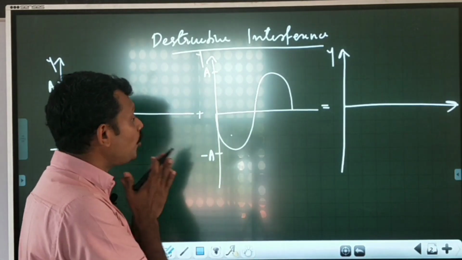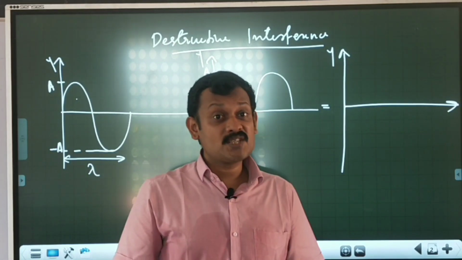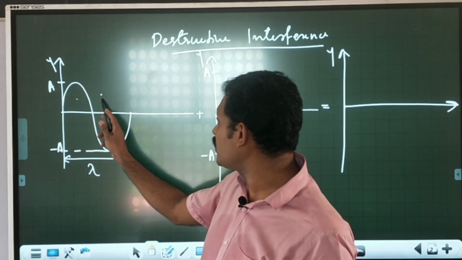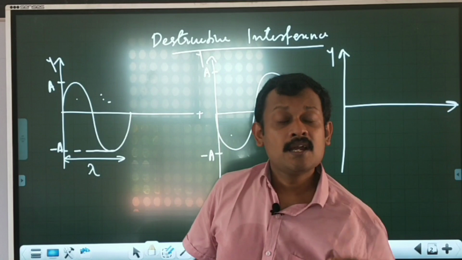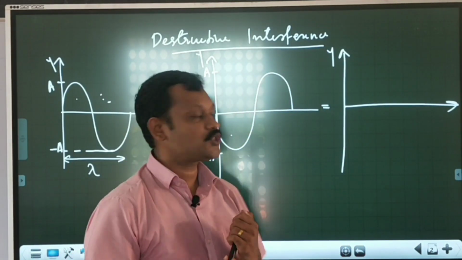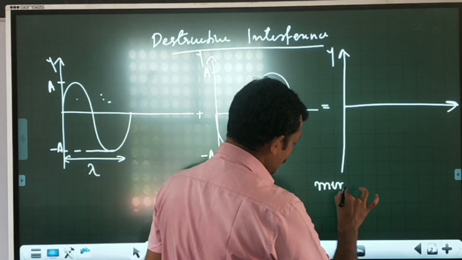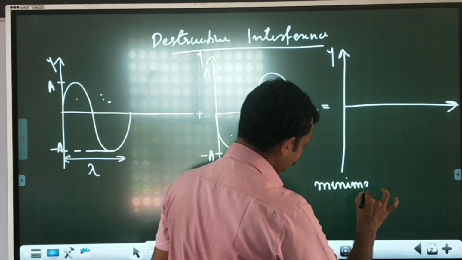So why is it called destructive? Once more I will give the definition. That interference where the crest of the first wave is superimposed over the trough of the second wave. In this case, the result is a minimum.